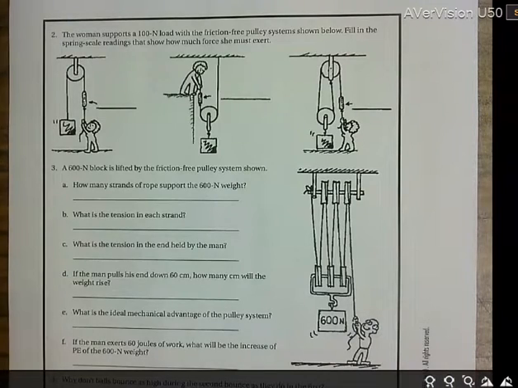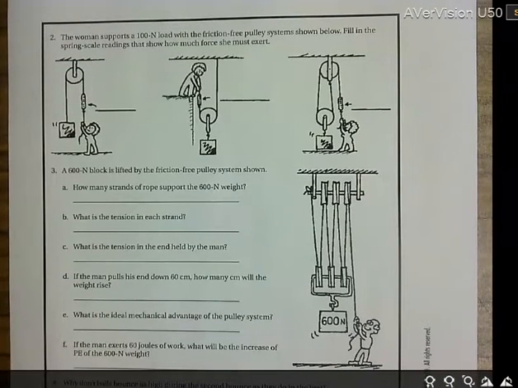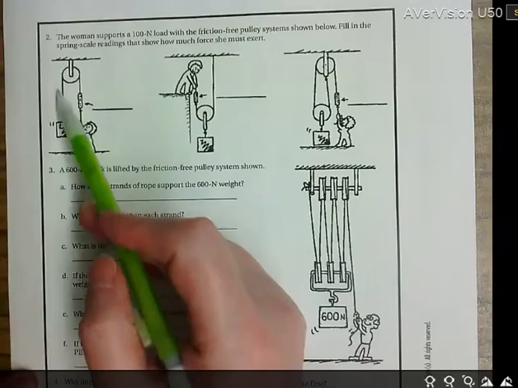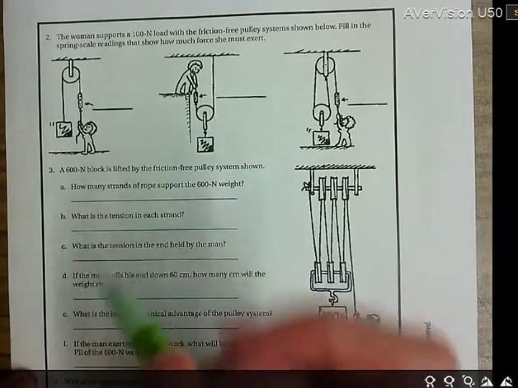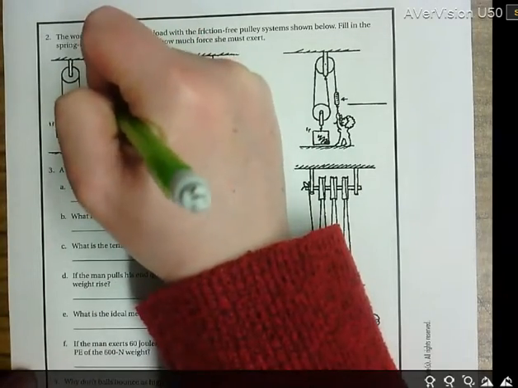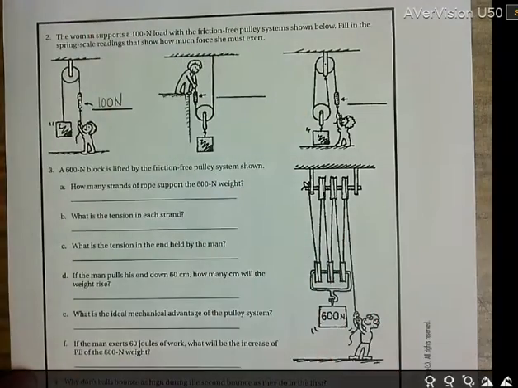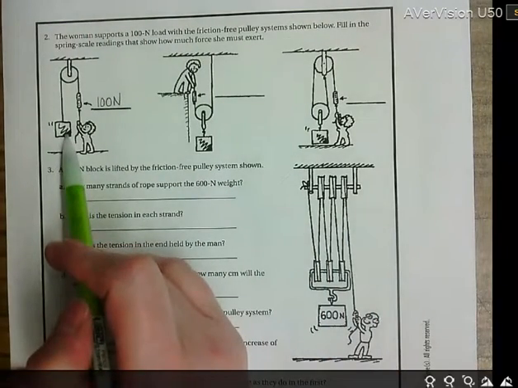So the woman supports a 100 Newton load with the friction-free pulley system shown below. Fill in the spring scale readings that show how much force she must exert. Well, when she's pulling with just one rope, she has to pull with the same amount of force as the weight of the block, which was 100 newtons.